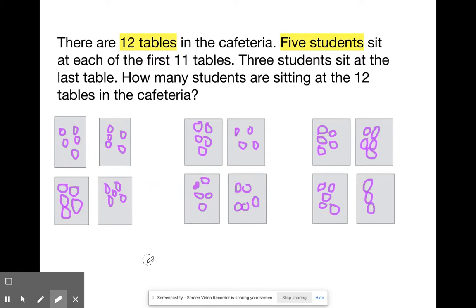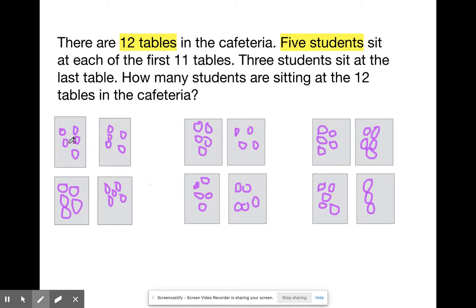All right, everybody. So once you've had a second, these are not my neatest dots ever. It's a little tough to draw with this tool, but as you can see in the first 11 tables, I've put 5 students, and in this last one, I've put 3. So they want to know how many students are sitting at the 12 tables, so the total amount. So let's count these up.